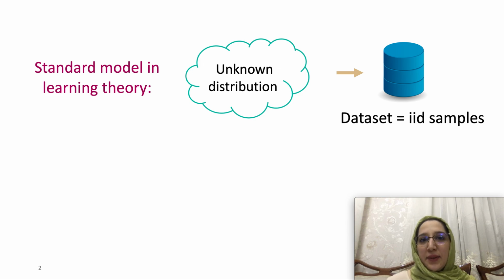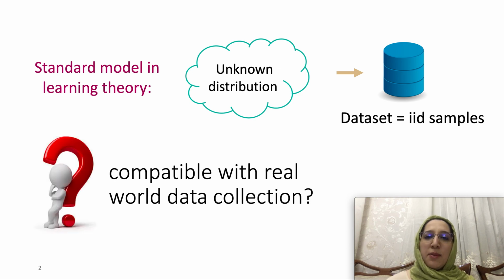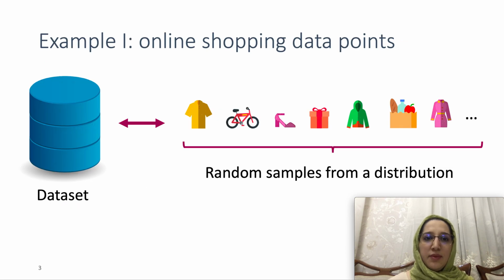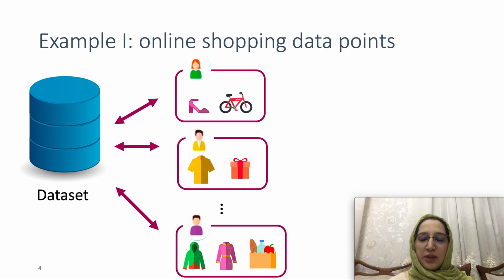In learning theory, it is very typical to model the data points in a data set as IID samples from some unknown distribution. The question is, is this model really compatible with the way that we collect data in the real world? Consider the following example. Suppose we have an online shop and we have a data set of the items purchased in this shop. In the previous model that I mentioned, we can view each of these items as a random sample from some unknown distribution. However, the way that this data set is actually generated is as follows.